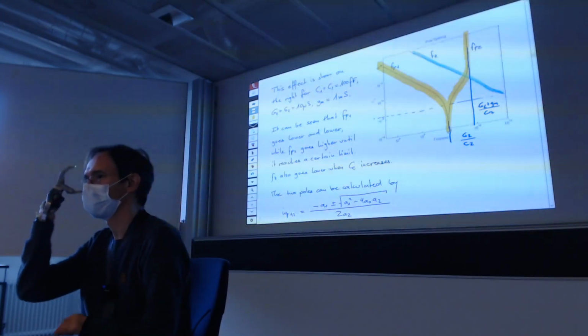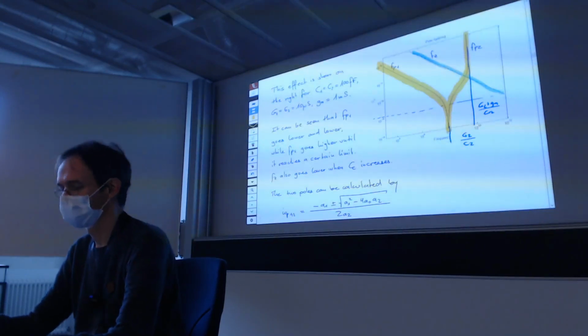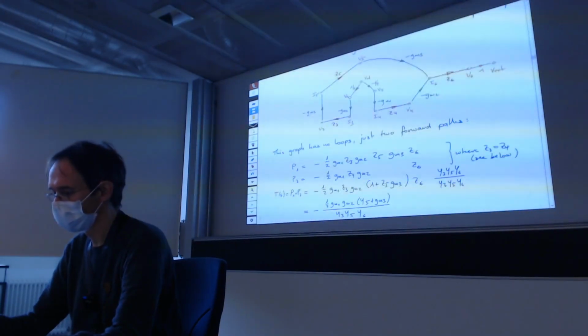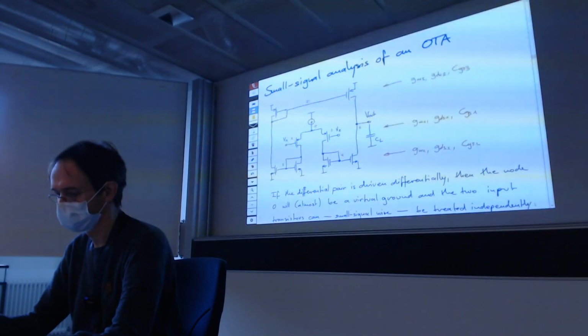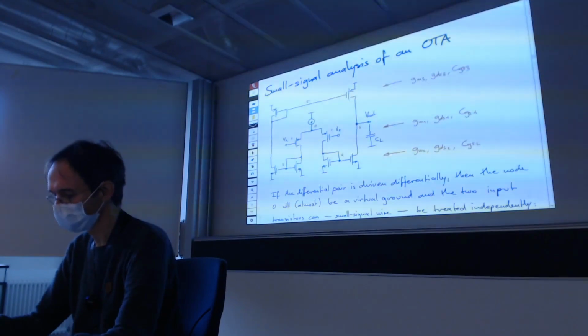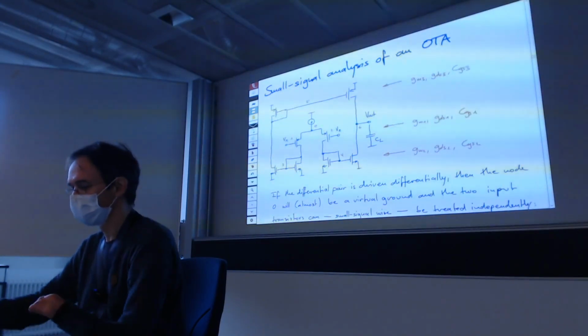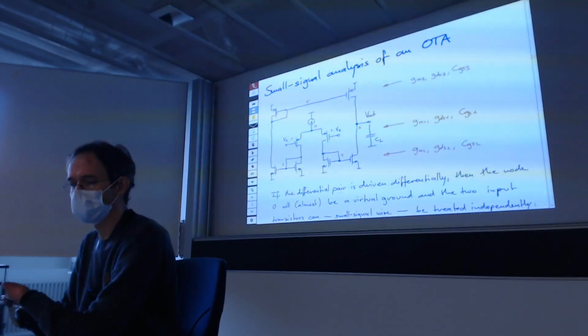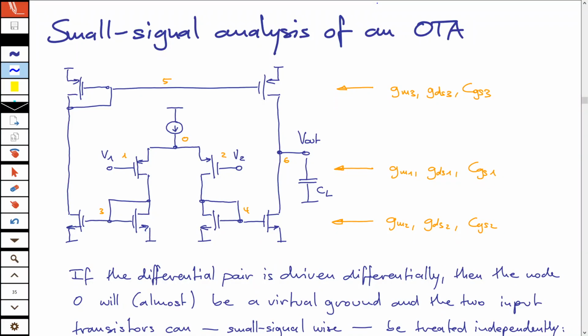It's the next example in the lecture notes. It may seem off-putting to analyze a full amplifier like this. So how would you even do that? This is a so-called OTA, an operational transconductance amplifier. And this is the same as if I draw the symbol like this here.